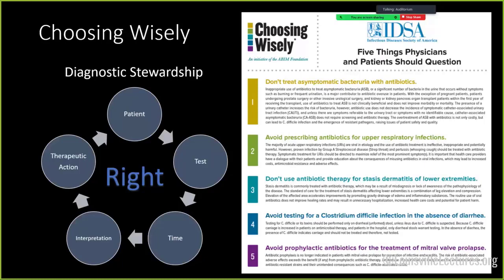So these are the Infectious Disease Society of America things that physicians and patients should question, back from 2015. Don't treat asymptomatic bacteriuria. Avoid prescribing antibiotics for upper respiratory infections, especially if they have a viral infection. Don't give antibiotics for stasis dermatitis, which isn't an infection to begin with. Don't test for C. diff if you don't have diarrhea. Avoid prophylactic antibiotics for mitral valve prolapse.